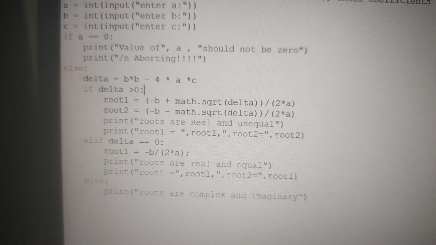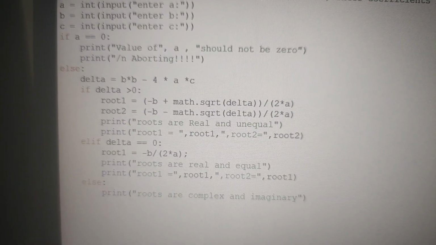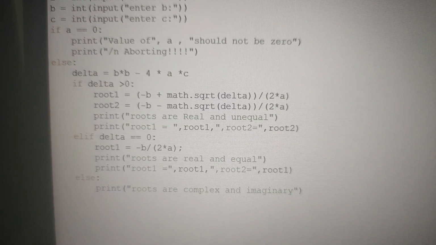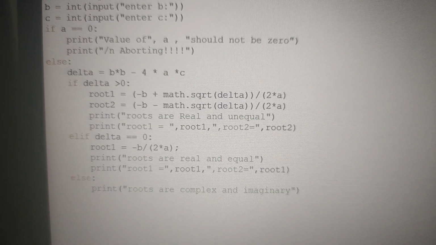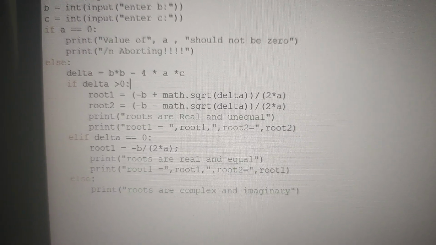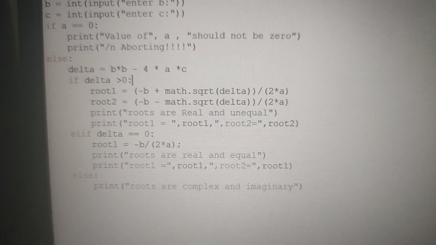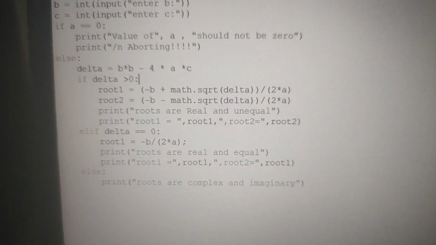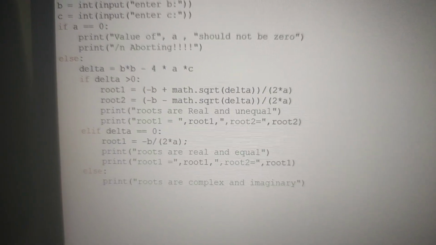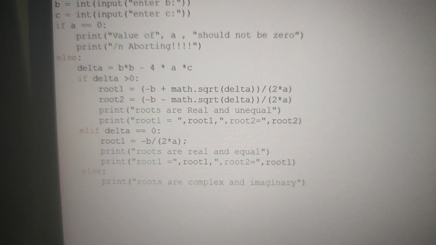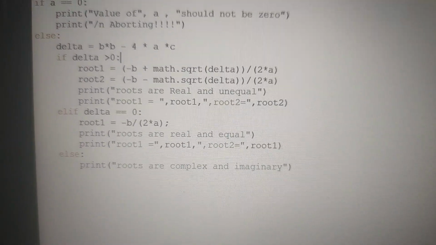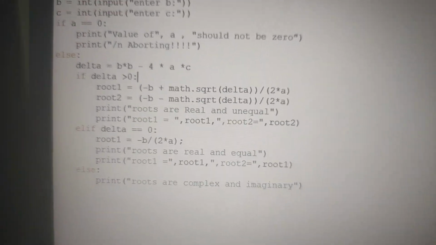If delta is 0, that is b square minus 4a into c, then root 1 is calculated by using the formula minus b divided by 2 into a. Then we print, roots are real and equal. Then there is the third condition: delta can be greater than 0 or equal to 0, or it will be less than 0. When the delta is less than 0, the roots are complex and imaginary.